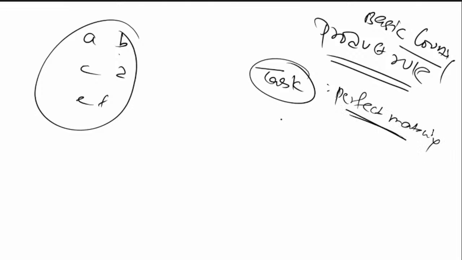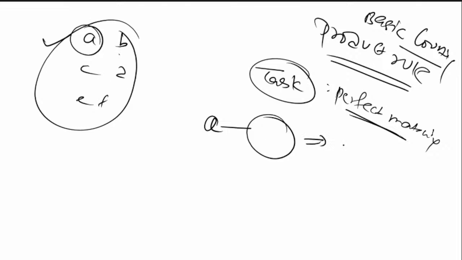If you want to create a perfect matching, then you know that this a must be connected to something, because this a must be covered. Perfect matching means every vertex must be covered. Now this is a complete graph, so this a is connected to every other vertex. So you have five possibilities. You can take any of these, either b or c or d or e or f.